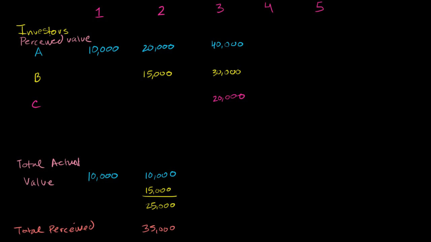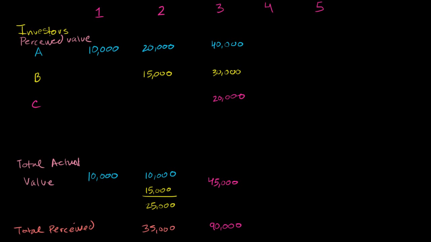$20,000. So what's the reality? Let's focus on, so there's a perception on year 3. This guy just put in his $20,000. A thinks he's got 40,000. B thinks he has 30,000. So the perceived value here is 40 plus 30, 70 plus 20 is 90,000. That's the perceived value. But the actual value is just going to be this 25,000 we had in period 2, assuming we didn't spend the money or do anything with it, plus the 20,000 that this guy just deposited. So the reality is $45,000.